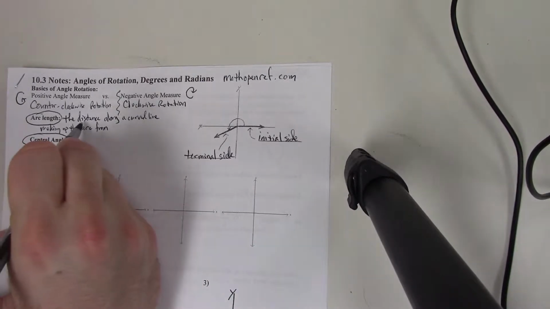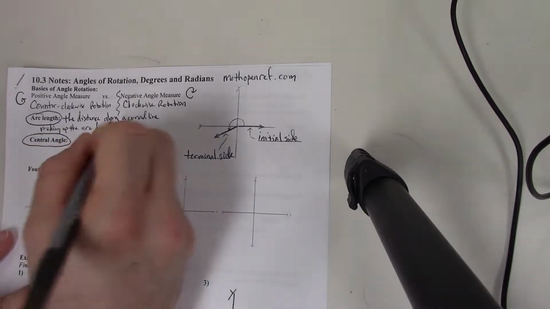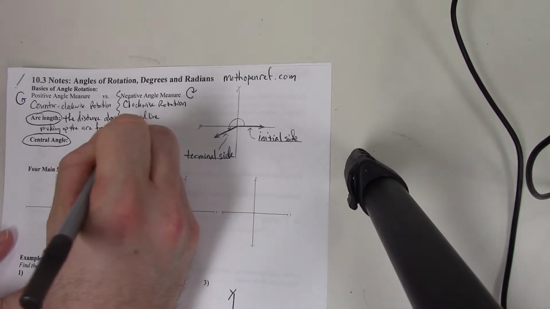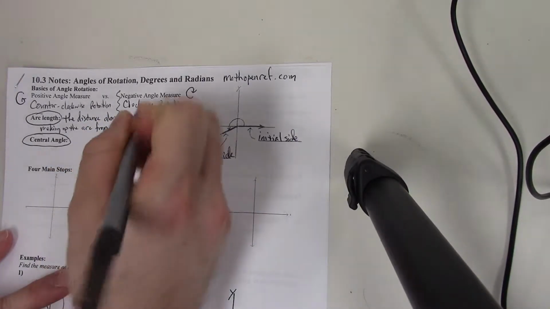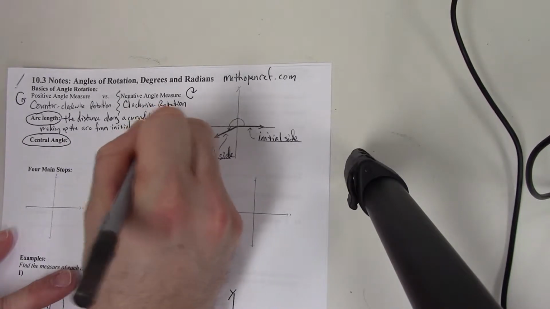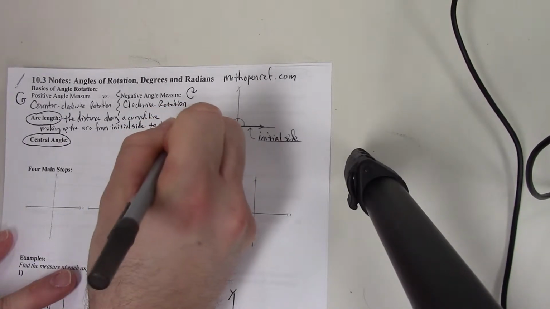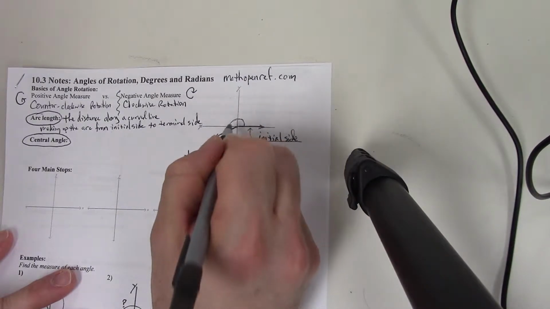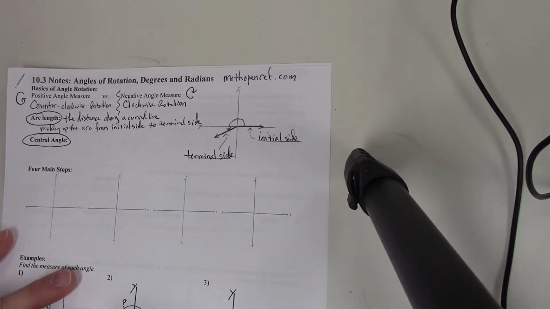Well, that's what arc length is. It's the distance along a curved line making up an arc from the initial side, and this is not on the notes in the computer, to the terminal side. So in other words, the angle from here to here is the arc length.